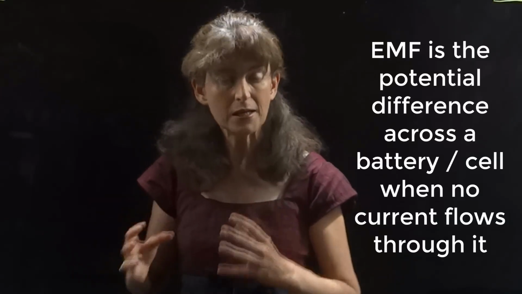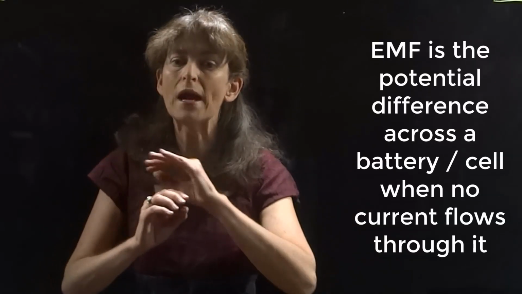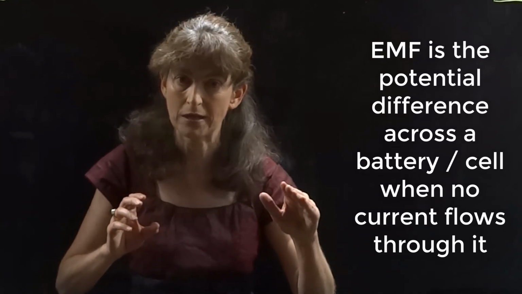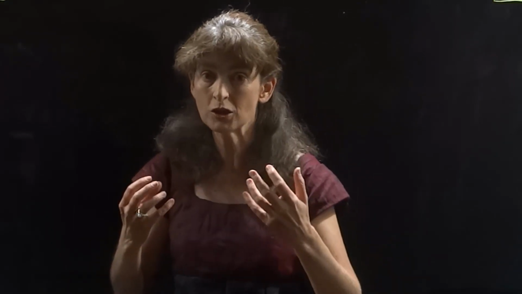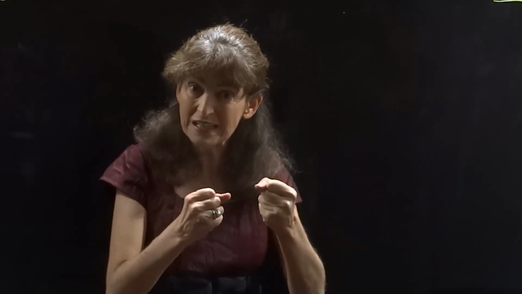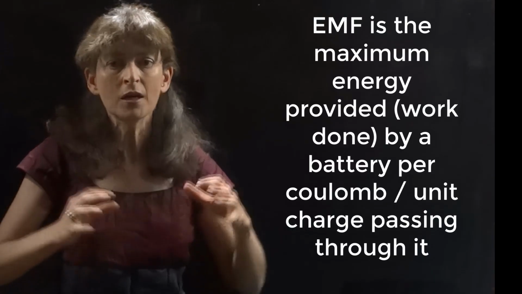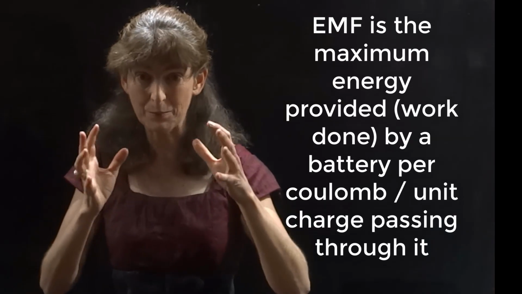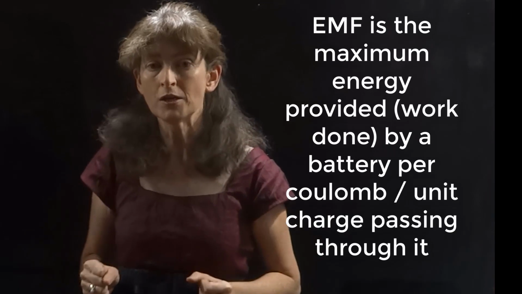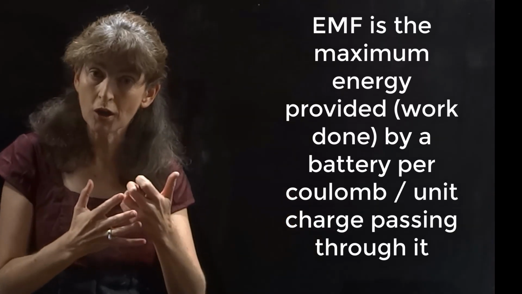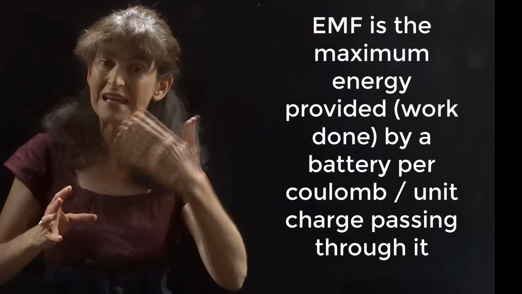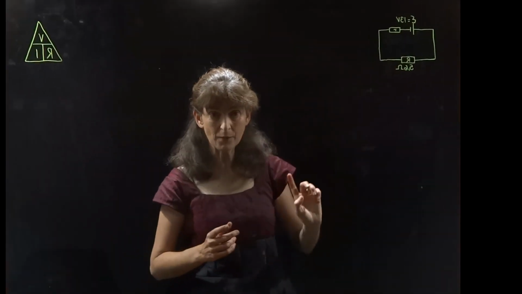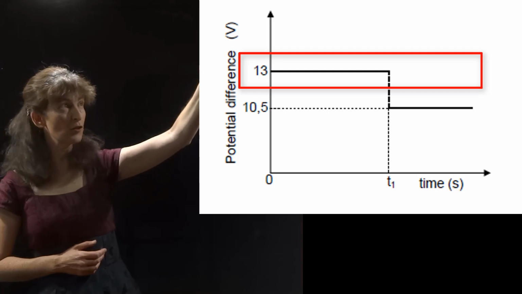That is one way we can define EMF. EMF is the potential difference across a battery when no current flows through the battery. Another way to define EMF is that it's the voltage, which means energy per coulomb of charge, the maximum energy per coulomb of charge that a battery can give. So it's the maximum work that a battery can do on each coulomb of charge. We see from the graph that the EMF of this particular battery is 13 volts.